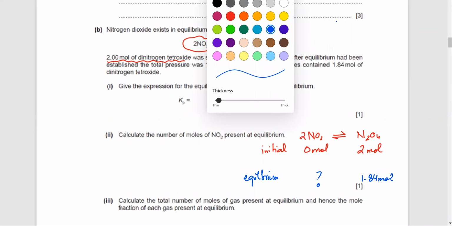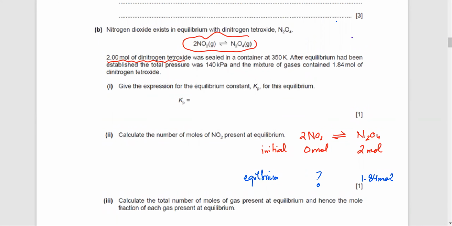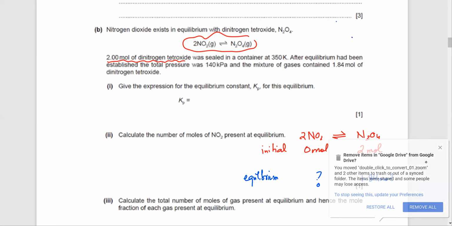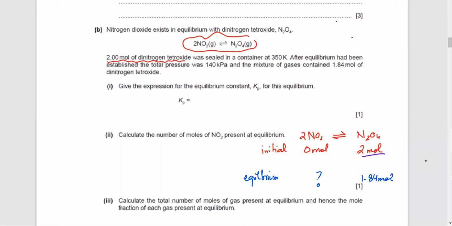To figure that out, what you need to know is that you added 2 moles. Now you're left with 1.84 moles. That means 0.16 are missing, that means 0.16 are gone. They've reacted, and they probably produced this NO2. So if 0.16 are reacting, then on this side 0.32 are going to be produced.